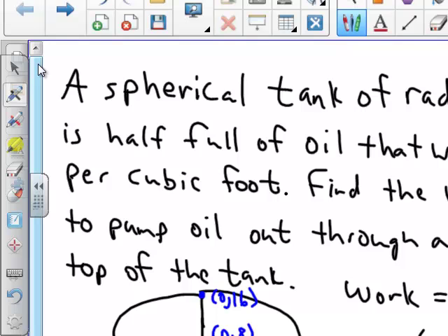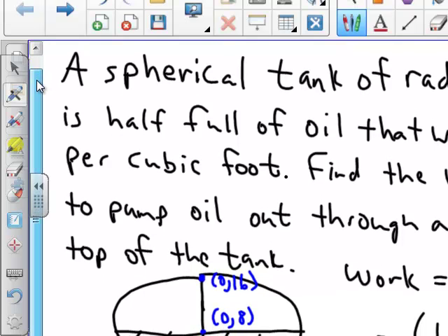So in this case, we go back to our basic definition of work, which is force times distance. Now, I have a sphere, so I'm going to take a slice of this sphere. That slice is going to give me the force, because when I'm looking at the force, I'm just looking at the weight of one of these slices.